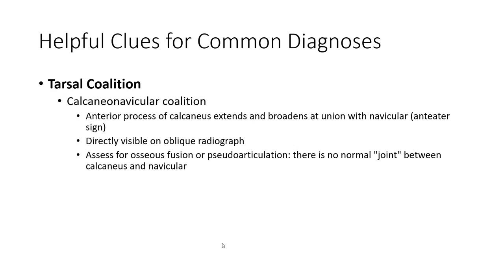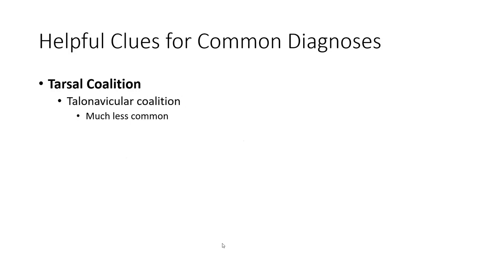Calcaneonavicular coalition: the anterior process of the calcaneus extends and broadens at its union with the navicular, directly visible on oblique radiograph. Assess for osseous fusion or pseudoarticulation. There is no normal joint between the calcaneus and navicular. Talonavicular coalition is much less common.